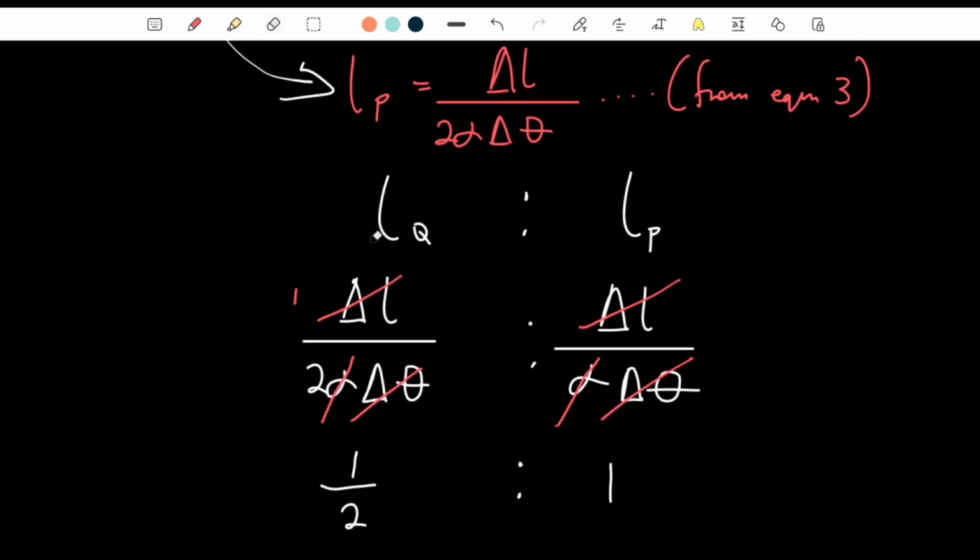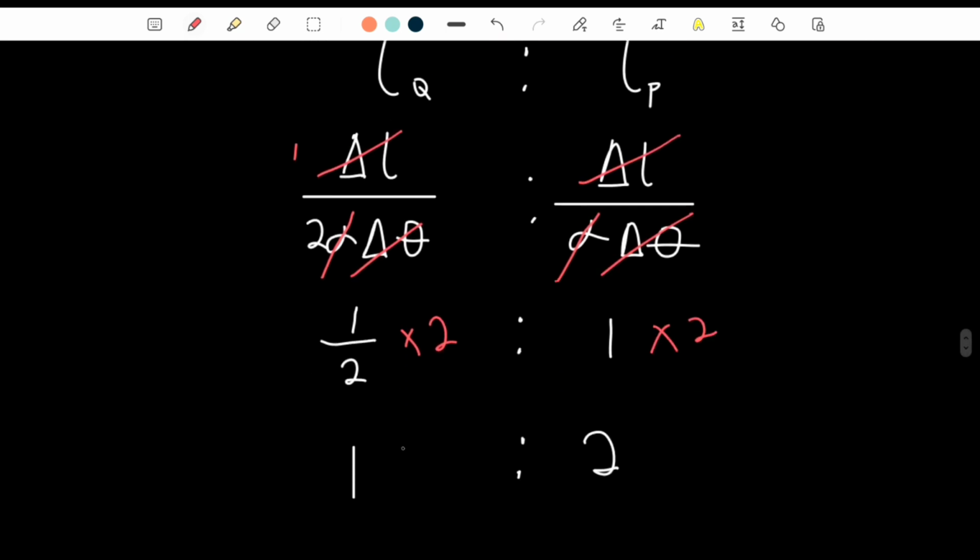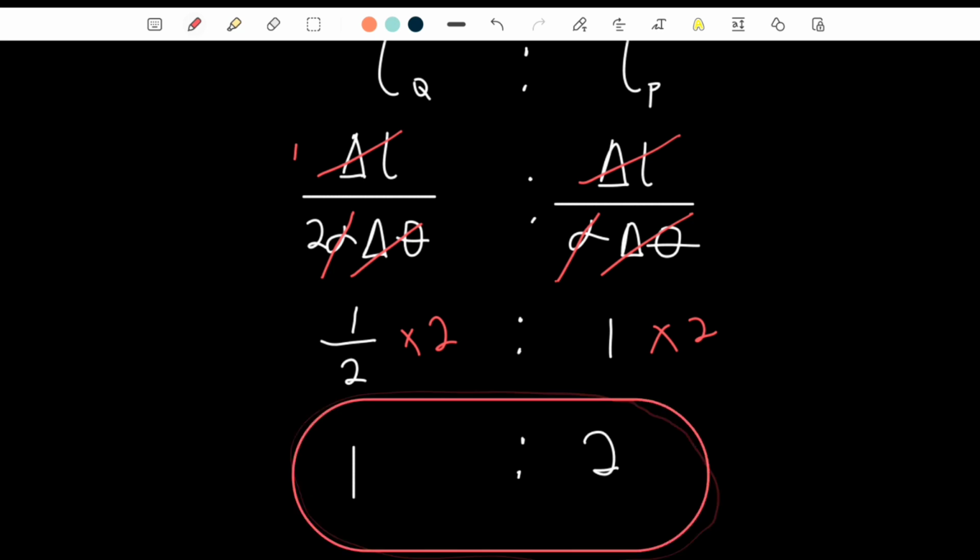So the ratio of the original length of metal Q to the original length of metal P is half to 1. And we can just do something right here to get rid of the fractions. For us to have all whole numbers, multiplied by 2, you'd have 1 to 2, which is our final answer. So the ratio of the original length of P to that of Q is 1 to 2.